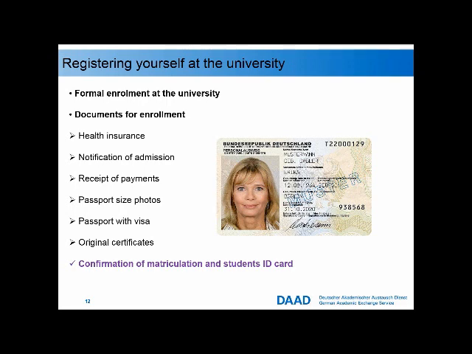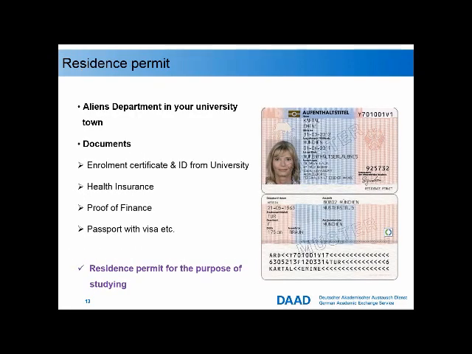All these things you also need to register yourself at the foreigner's registration office. Once you register yourself at the foreigner's registration office, then you go for the visa extension. That's a must, so that you register yourself there and then you show the same paper to the extension office.